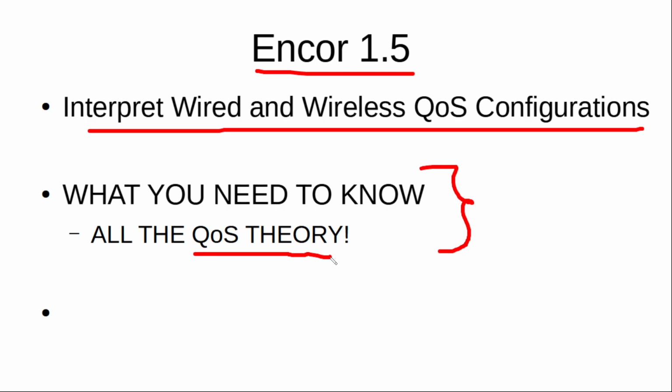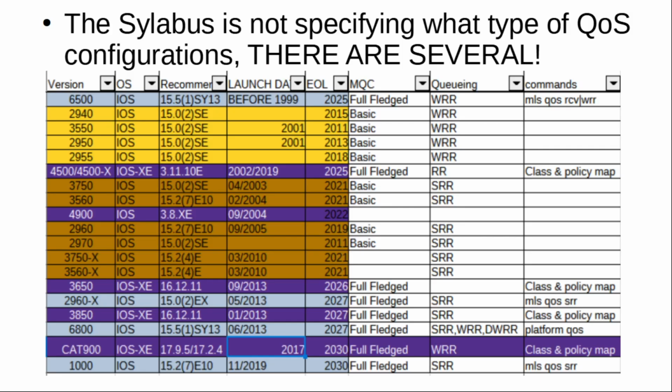However, I will try to accommodate some definitions when trying to explain the commands because this is about learning to read configurations. So before moving forward, I set up this table doing a little bit of research. You might have found some errors probably. The point I want to make here is that the syllabus is not specifying what type of quality of service configuration you need to be able to read.